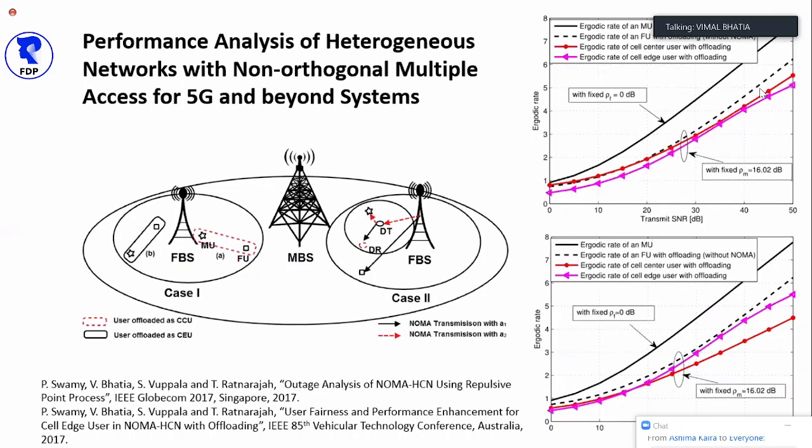So here we are working on non-orthogonal multiple access, basically saying that you can have different users connected to a femto base station and another femto base station. Currently they connect to a macro base station and then connect to each other, but there might be a way for femto to connect to femto directly.